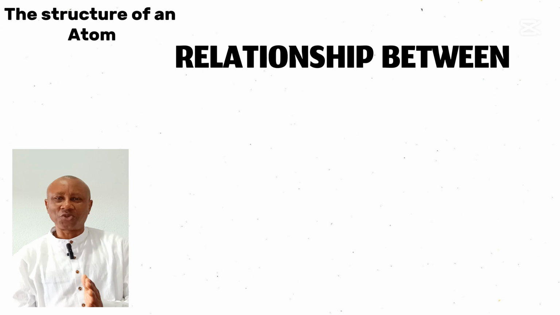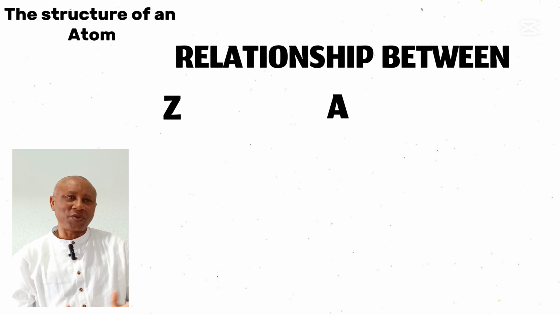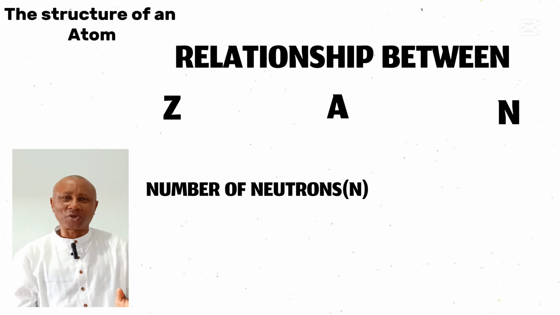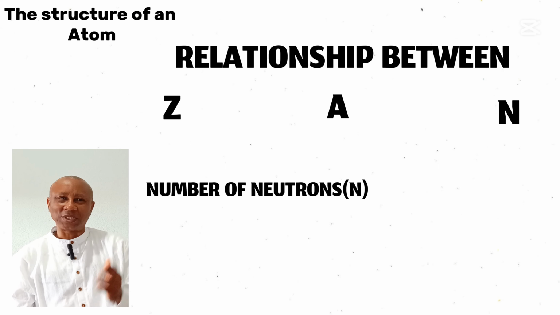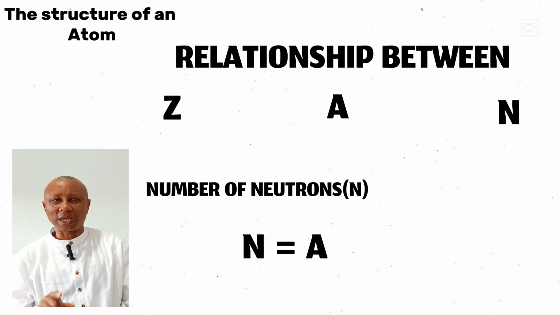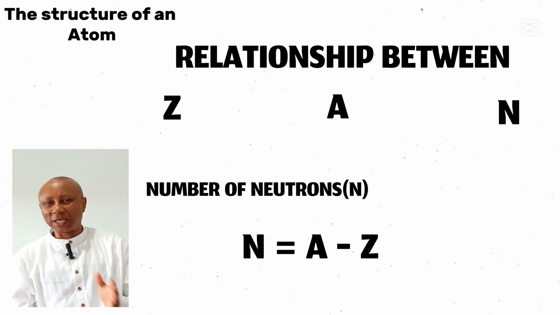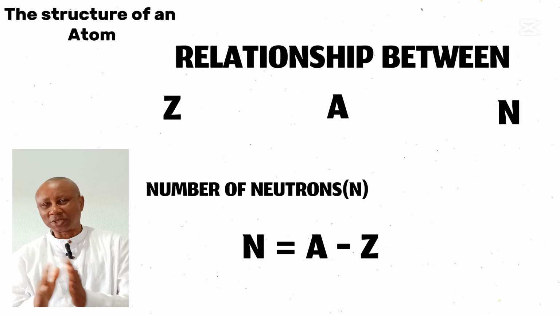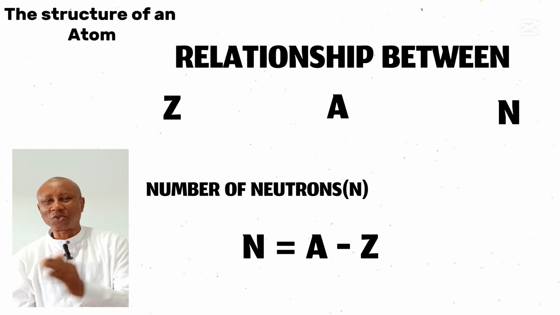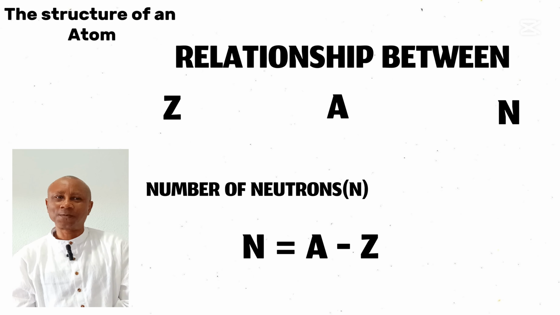So there's a relationship between atomic number, mass number, and neutrons. The number of neutrons in an atom can be calculated using the formula N equals A minus Z, where N is the number of neutrons, A is the mass number, that's the total number of protons and neutrons, while Z is the atomic number, the number of protons.